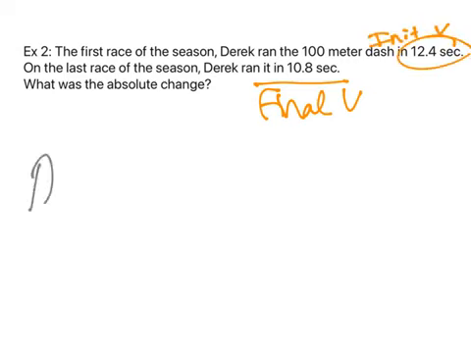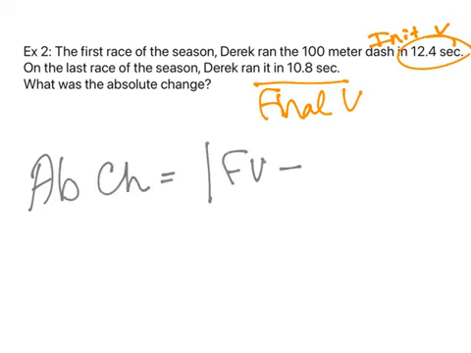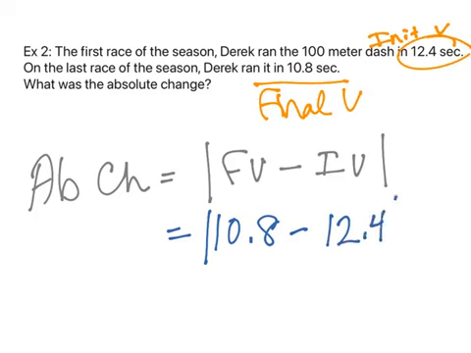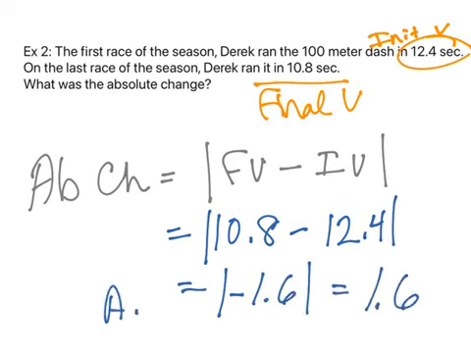Our absolute change is the absolute value of final value minus initial value. Let's plug in what we have. 10.8 minus 12.4. We end up with the absolute value of a negative 1 6/10, and the absolute value of that is a positive 1.6. So the absolute change is 1.6.